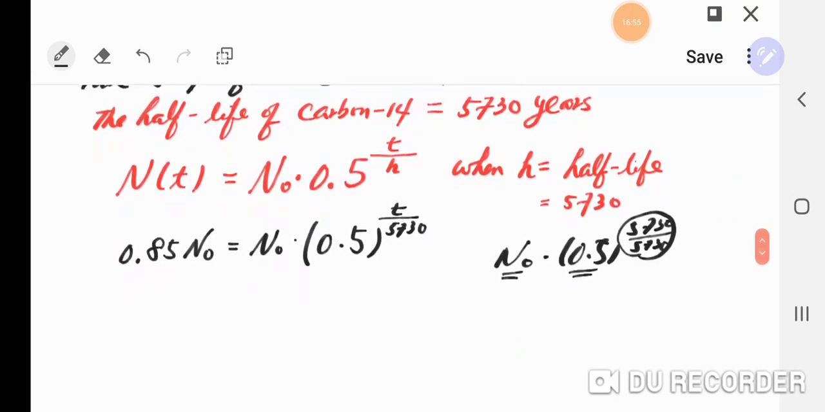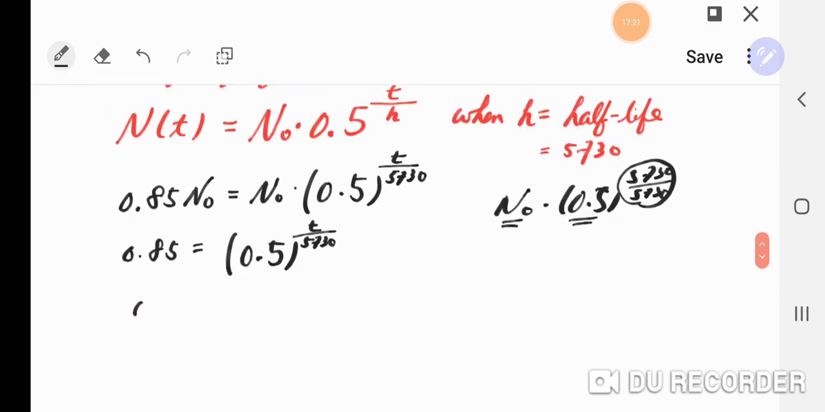From this, we can cancel out N0. So the left-hand side is 0.85. The right-hand side is 0.5 raised to T over the half-life. Since we want to find T, we have to use logarithm. In this case, let's use the natural logarithm. Anything's fine. So let me write this one again, and then take the natural logarithm on both sides.